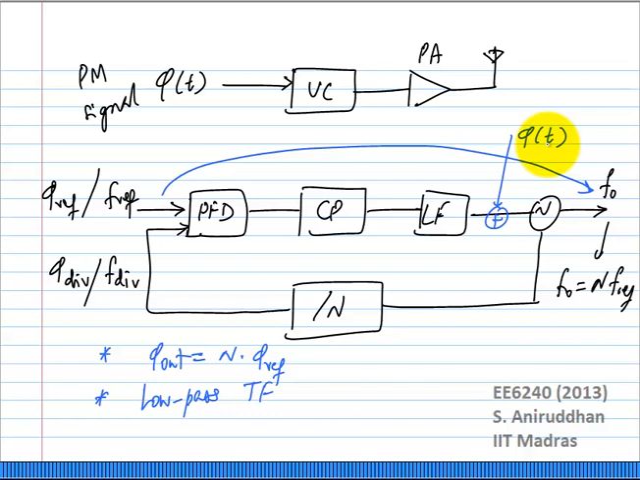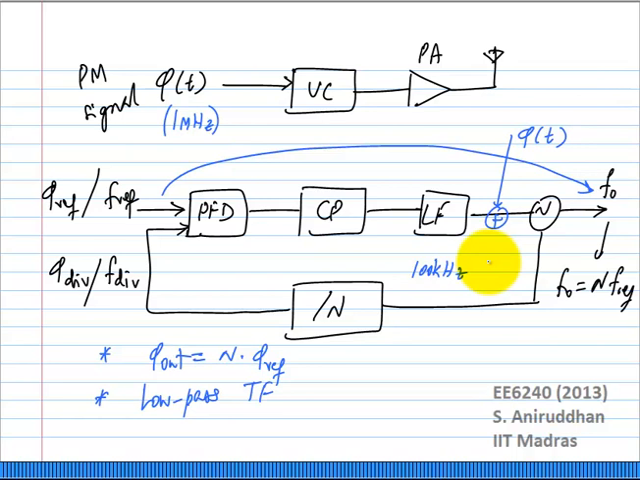Again, the cutoff frequency of the high pass function will depend on the loop parameters, right? So if you actually give a phi of t at the input to the VCO, it will be high pass filtered. So let us say phi of t had a bandwidth of 1 megahertz. Let us say the loop had a cutoff frequency of 100 kilohertz. What would happen? All the signal content below 100 kilohertz will be filtered out, right?